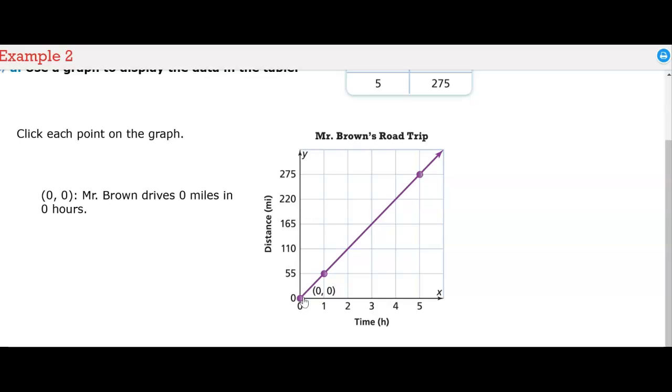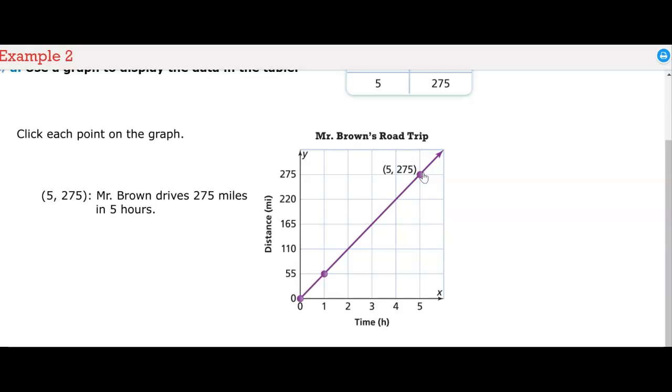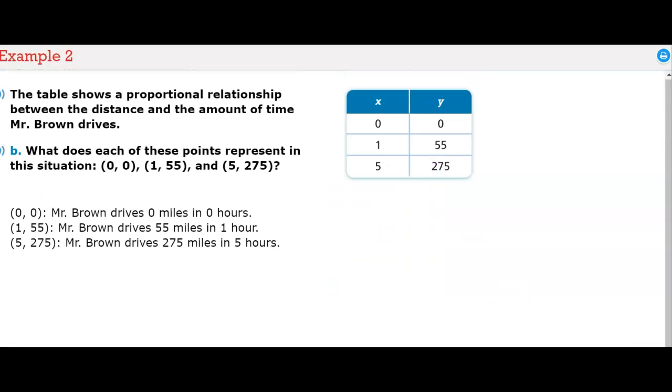Mr. Brown drives 0 miles in 0 hours. He drives 55 miles in 1 hour. And then this point is 275 miles in 5 hours. That is all written here.